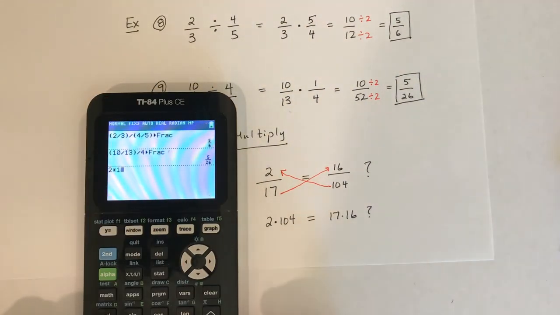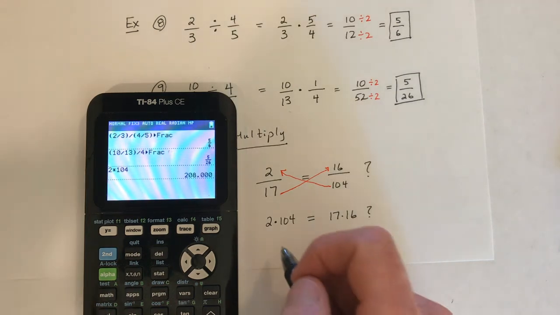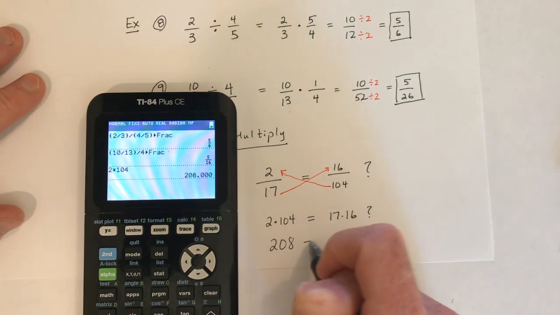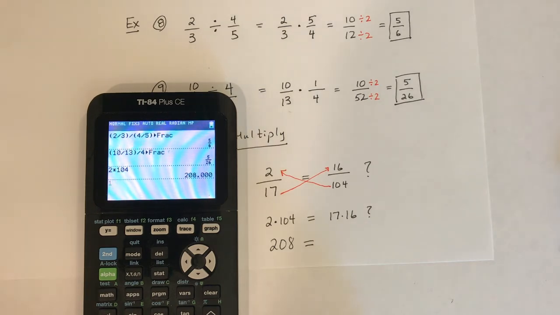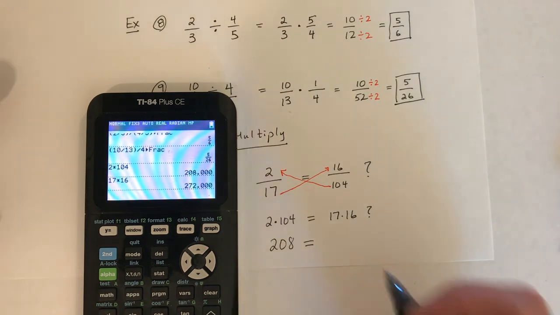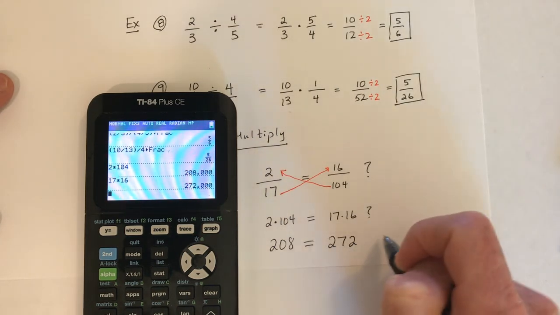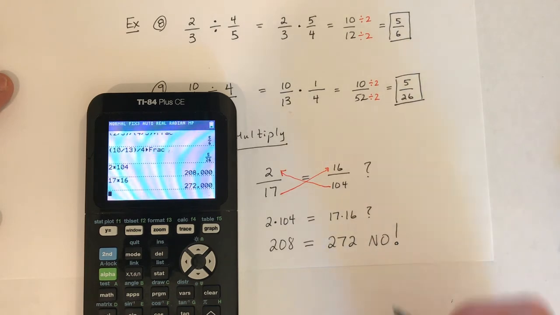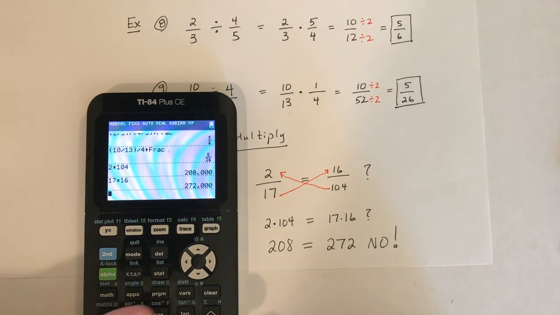So 2 times 104 is a 208. 17 times 16 is a 272. So the answer, no, not even really that close.